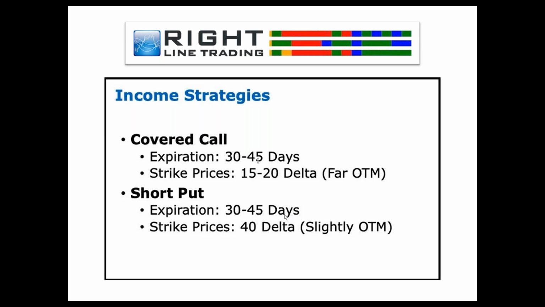So you sell it with a delta of about 40, which is slightly out of the money, and when you sell a put, you're actually creating a bullish position. So you're going to take a little bit of a loss on the position because you want to buy the underlying stock at a discount. And if the stock goes up, you make money. So I hope that's clear.